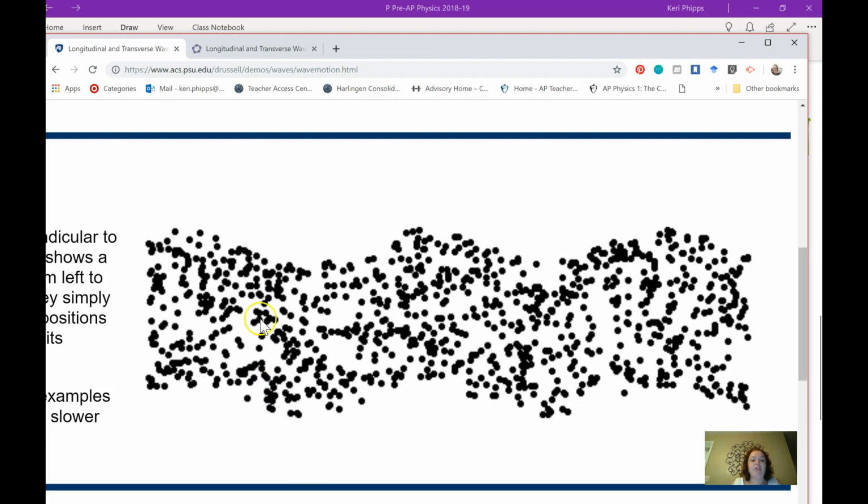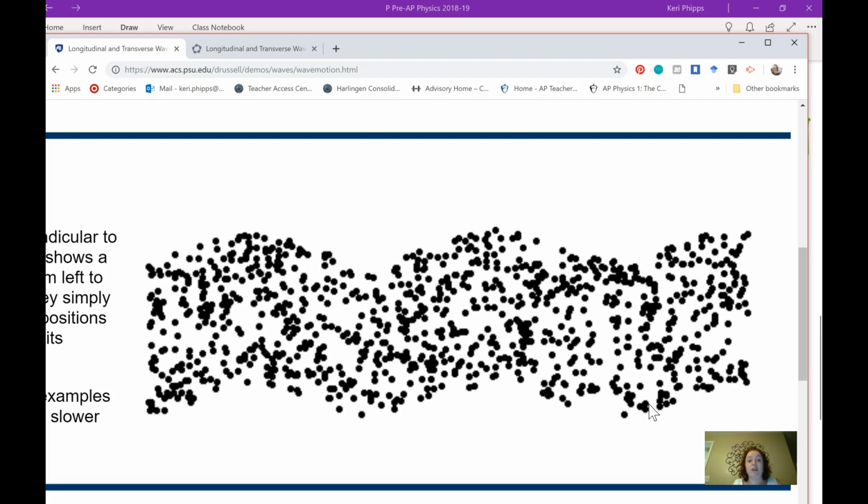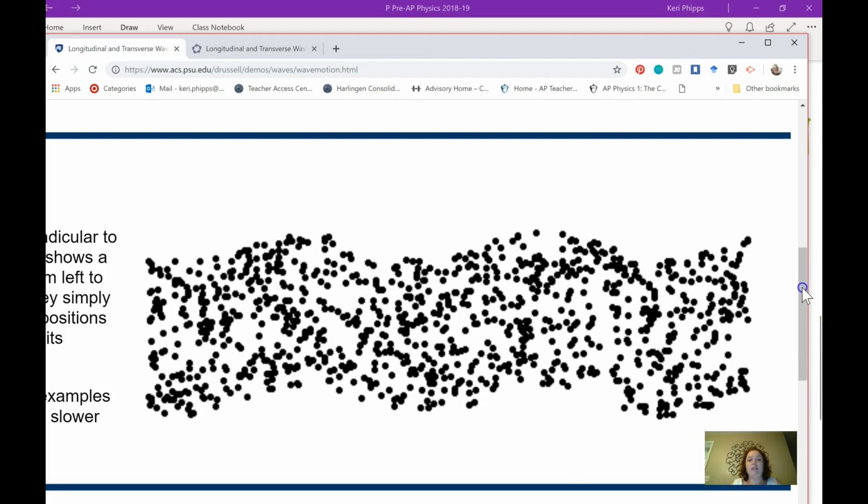All right, I want you to see something. That mass, that matter is going up and down. Okay, that's moving up and down. But you can see that the energy itself is going sideways, going left to right. So that's our transverse wave. It's a little bit easier to see.